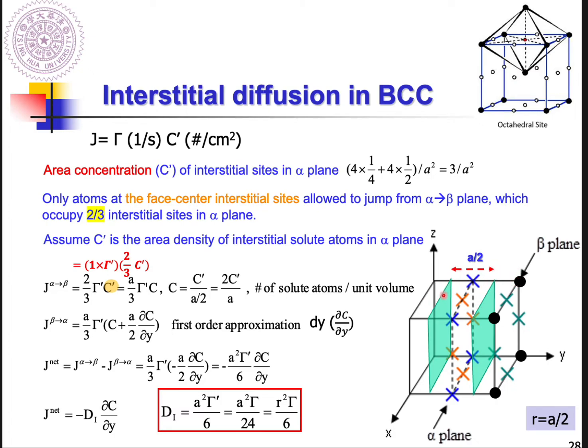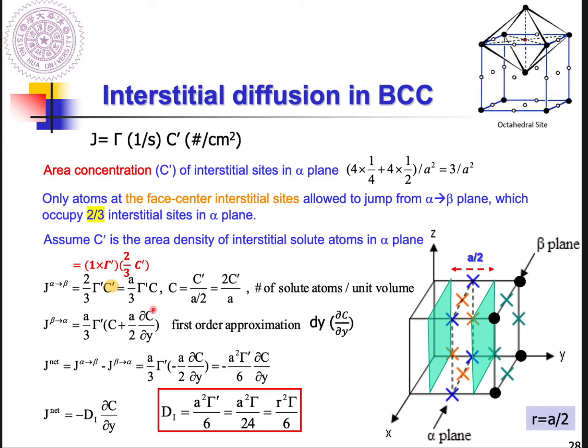So we can use this tiny volume to convert this area density to a volume density. The thickness of this volume will be A/2. So C prime divided by A/2 thickness, then we can get the volume density or volume concentration. So here C prime will become C times A/2. We use that to get the flux alpha to beta.